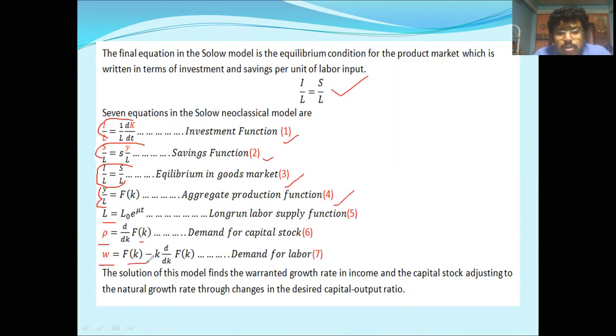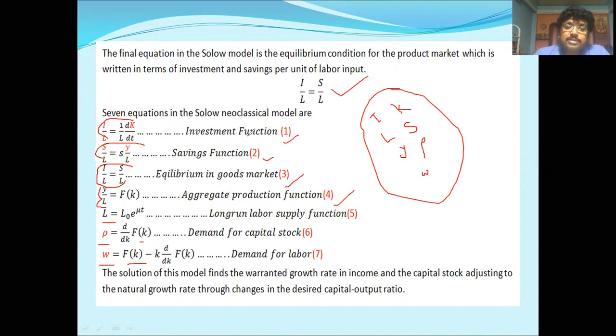So by solution, there are 7 unknowns. One is I, another is K, L, S, small y, rho, and small w. Okay. So these are the 7 unknowns.